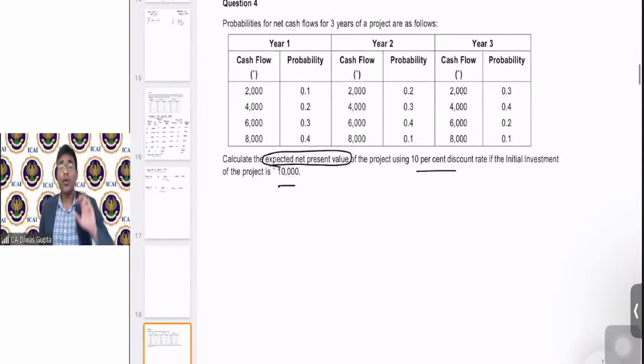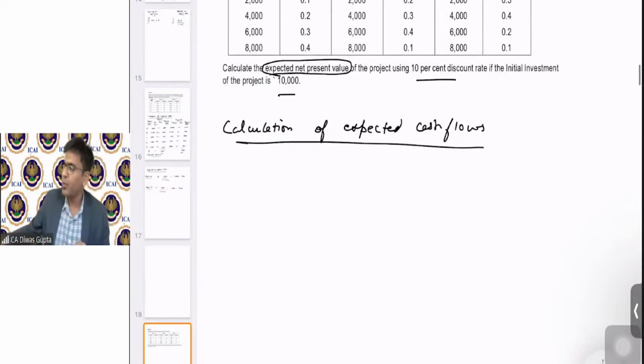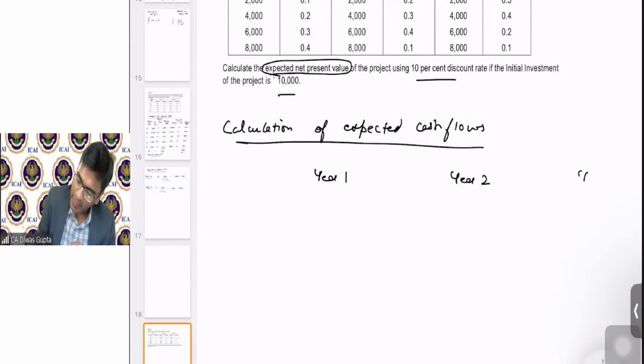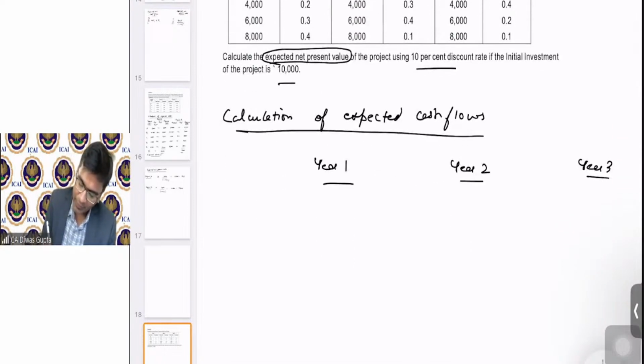Simple. Now, for calculating the expected net present value, we have to first do the calculation of expected cash flows. Okay, that we have to do. So, year 1, year 2, and year 3. There are different possibilities. How have they mentioned possibilities? Okay, they have not mentioned anything. So, we can just simply start: cash flow, probability, expected cash flow. Similarly, cash flow, probability, and expected cash flow.